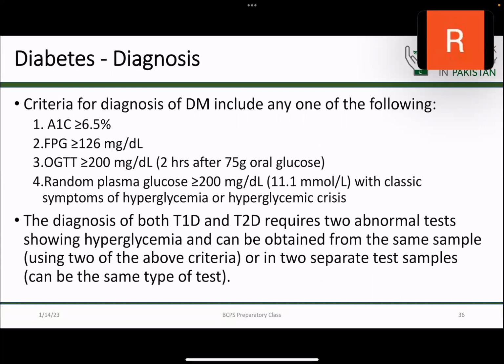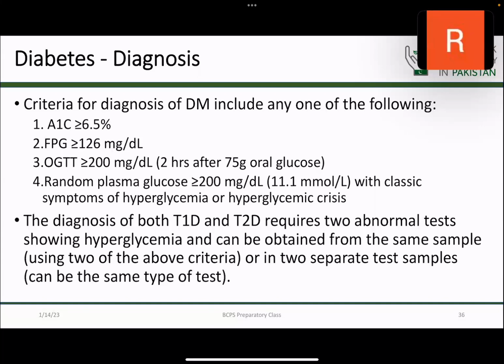So let's talk about the diagnosis of diabetes. Here we are talking mostly about the recommendations of the American Diabetes Association. If we discuss something otherwise, I will tell you. But these are all the guidelines and recommendations of the American Diabetes Association. So criteria for diagnosis of diabetes mellitus include any one of the following: HbA1c levels more than or equal to 6.5%, fasting glucose more than or equal to 126 mg per deciliter, and oral glucose tolerance test more than 200 mg per deciliter.